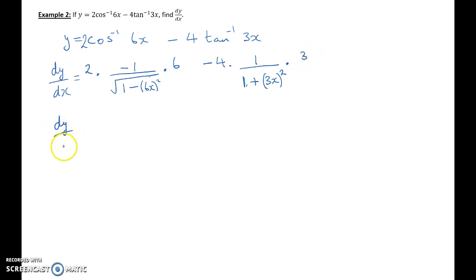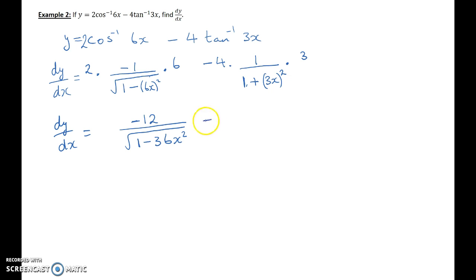So, just to simplify this a little bit, okay, it's 2 times negative 1 times 6. Well, 2 by negative 1 by 6 is negative 12. And on the bottom, you can keep that as 1 minus 6x in parentheses squared, or you can make it 1 minus 36x squared. It's really up to you. But if you want to remove the parentheses, then you have to square out the 6 and make it negative 36x squared. And here you've got negative 4 by 1 by 3.